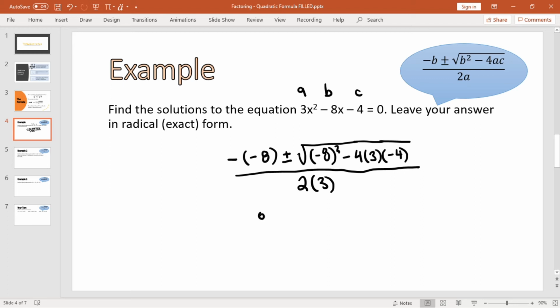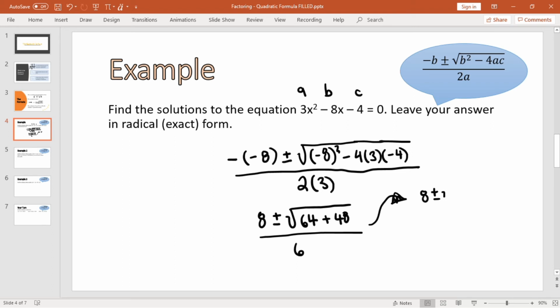So you're going to start doing that math. So I'll have a positive 8. I'll have the root of, and I'll just do it in slower steps, 64. Minus minus means it's going to be plus positive 48 over 6. And getting further along, and of course I always run out of room, so we'll go here, 8 plus or minus the root of 112 over 6.